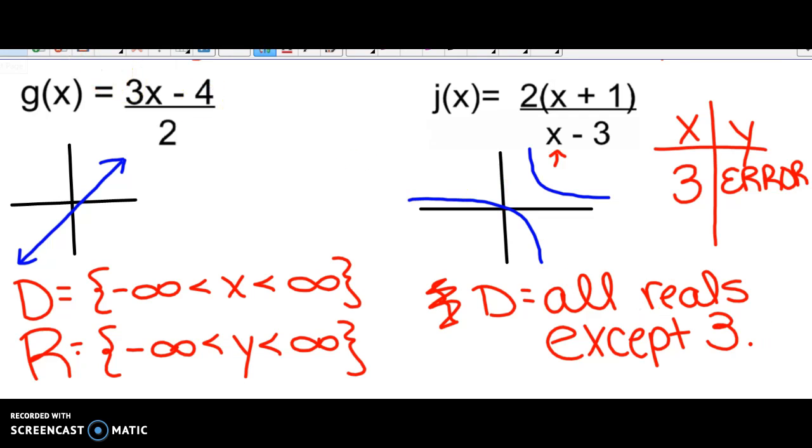All right, the next part of this review, you do not need to do. So if you are adding those functions together and doing all that, don't worry about that. And finding the inverses, that's not on the test.